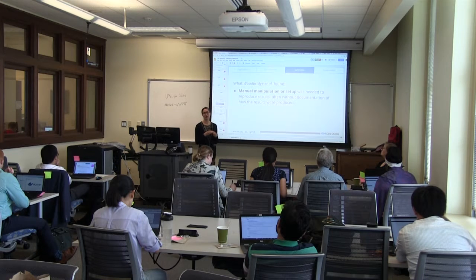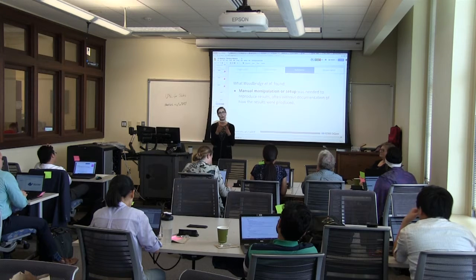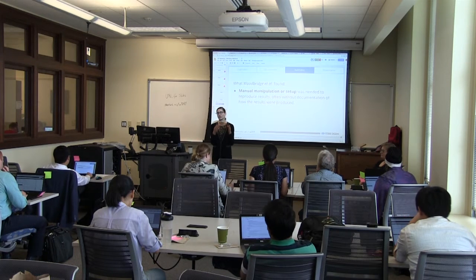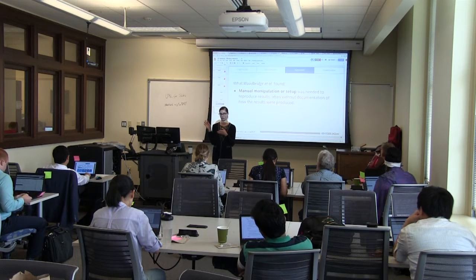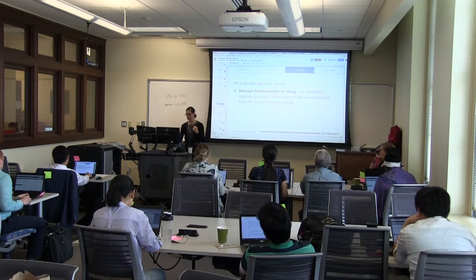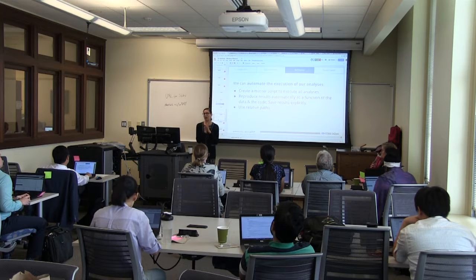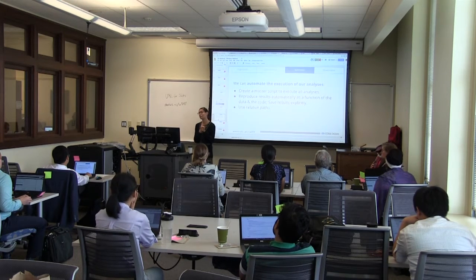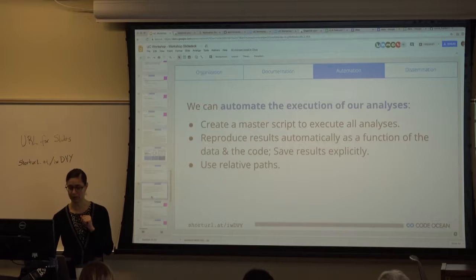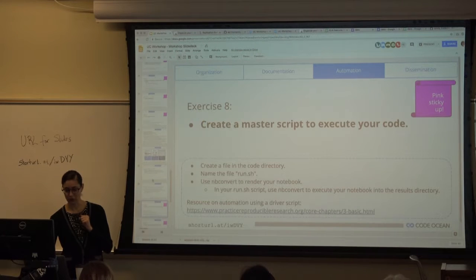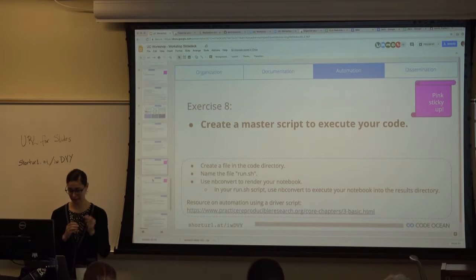So when they were trying to reproduce these Jupyter notebooks, they found that there were many steps that were manual, that weren't documented, and they were left in the dark to try and figure out how to get someone's data and code running and how to reproduce the results. So we're going to automate the execution of our analysis so that people don't have to try and figure that out for themselves and limit the number of manual steps someone needs to take in order to reproduce your analysis. So first things first, we're going to create a master script to execute our code. So put your pink sticky up.